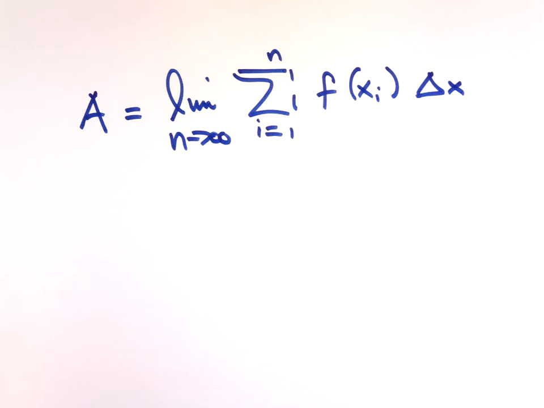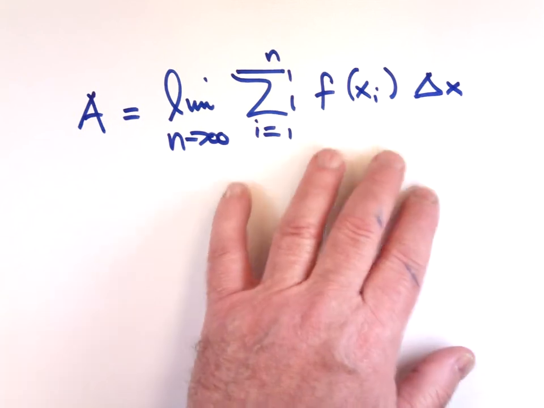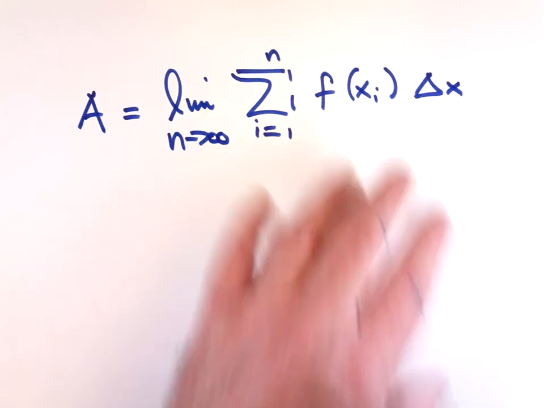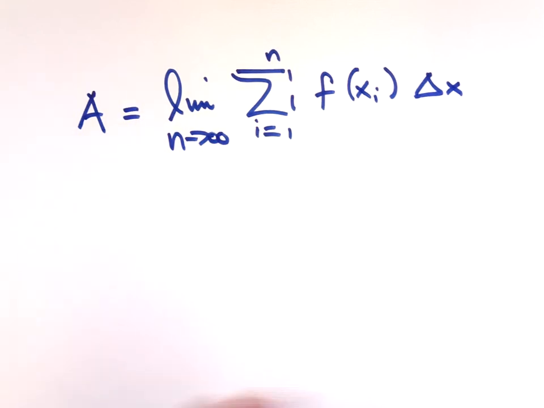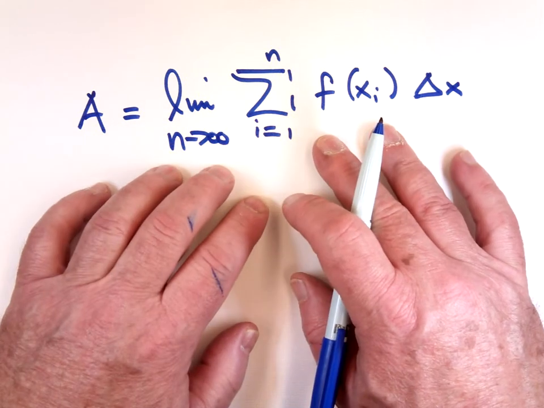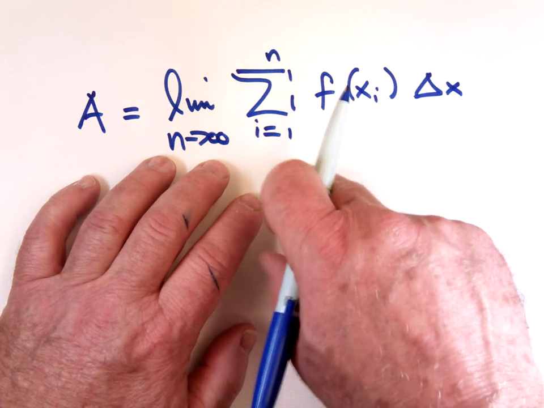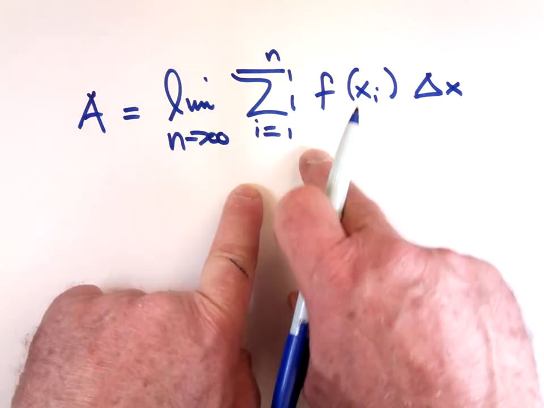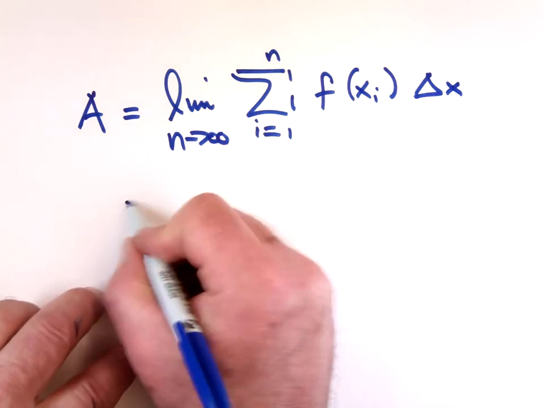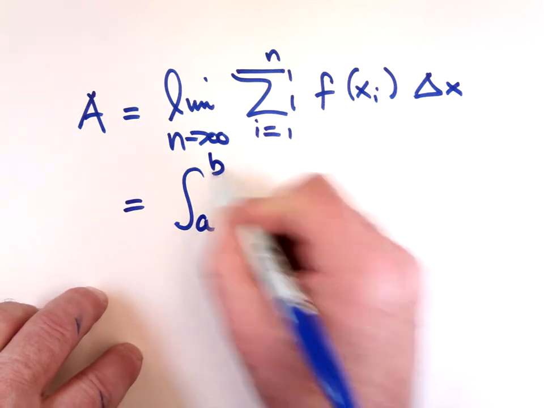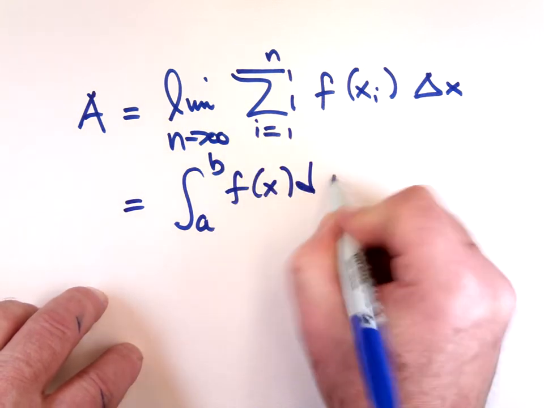This sum is going to be very important. If we have a problem to solve and we can get it set up in this form, we can evaluate this with an integral. This is the area under that curve, and that's equal to this integral. This sum is called a Riemann sum.